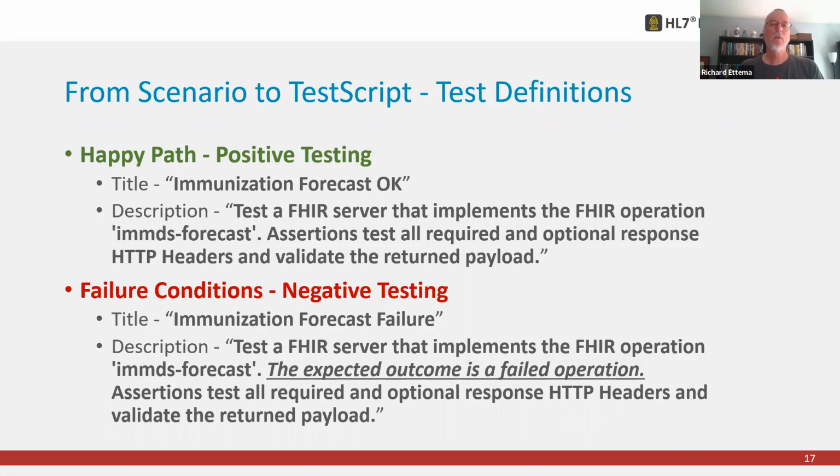So our test script, our test definition, we're probably going to end up with more than just one test script. We're going to probably end up with a couple or more. But the idea is, first and foremost, we want to do positive testing. We want to be able to send good data in, and we want to be able to get good data back. So the expected outcome of a success would be a 200 response code with a parameters payload that conforms to our specification and contains all the data that I expected.